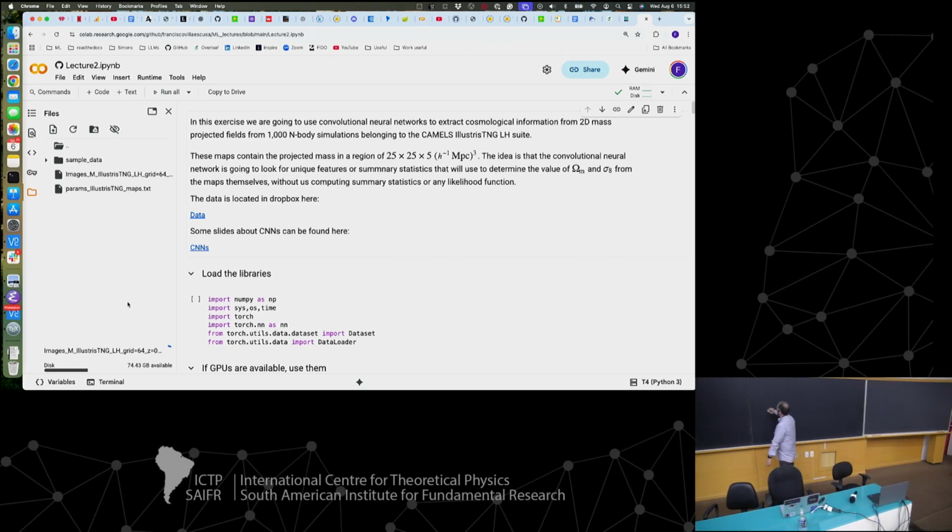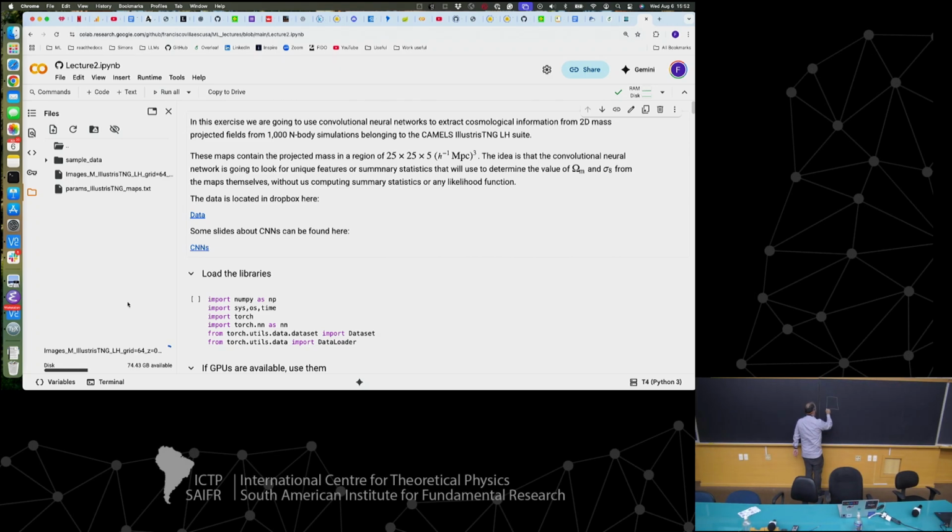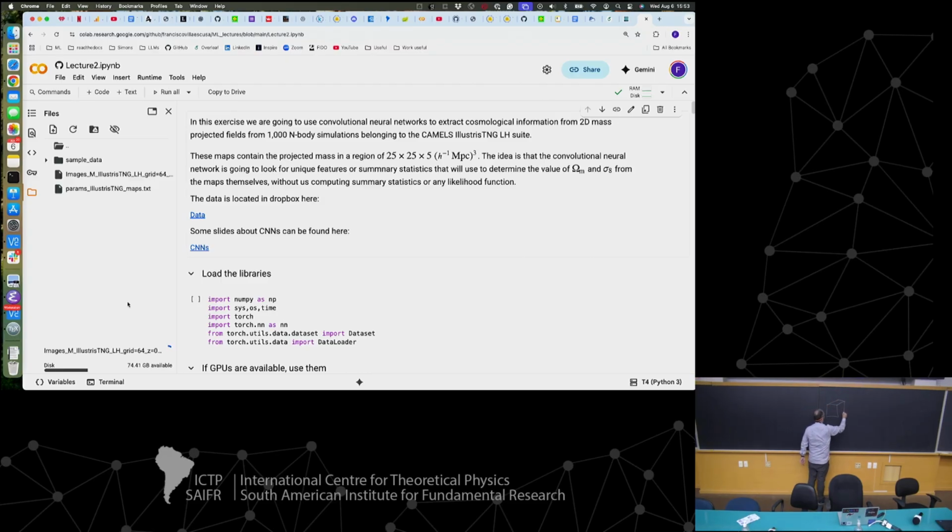As we discussed yesterday, we have these CAMELS simulations, which you should think about as different universes. For instance, maybe in this universe omega matter is 0.3 and sigma 8 is 0.8, and maybe for this one omega matter is 0.4 and sigma 8 is 0.9. And we have 1,000 different universes.